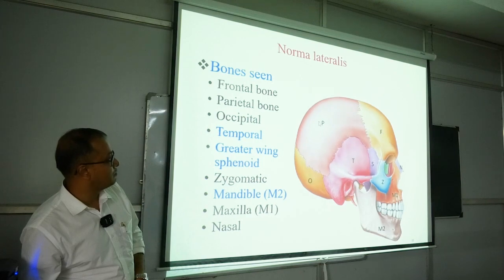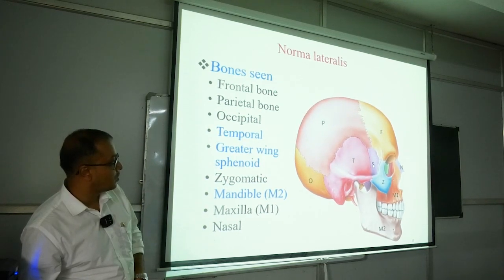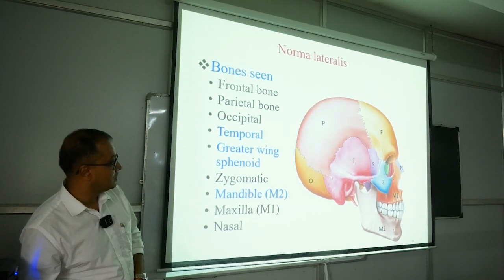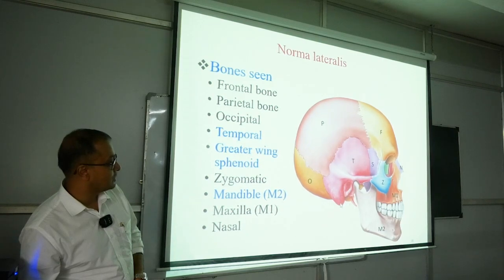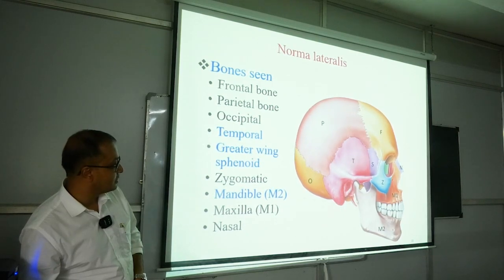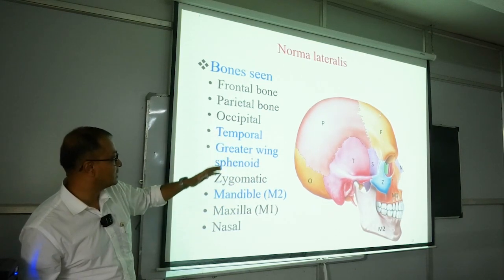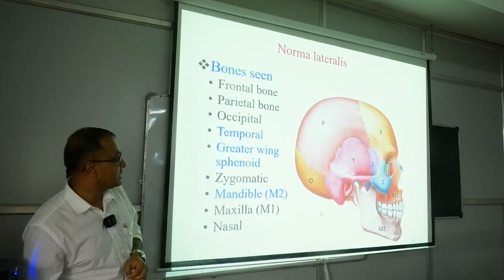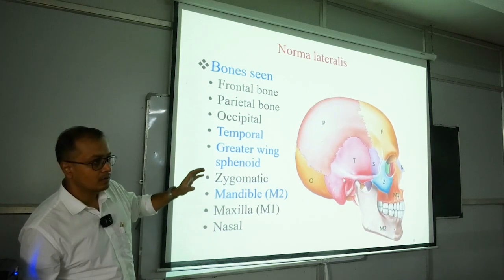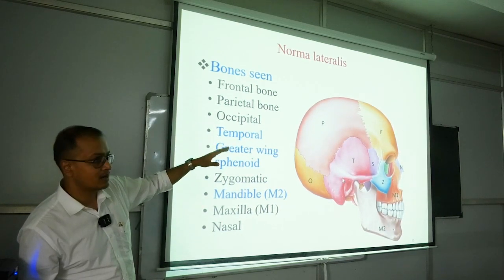Frontal bone, part of it, parietal bone, temporal bones, sphenoid, zygomatic, occipital, and this particular point, the mastoid process, spine, mandible, and the maxilla. You are looking at them from the side. So these are the things which you see here. They are the bones forming this particular norma lateralis.